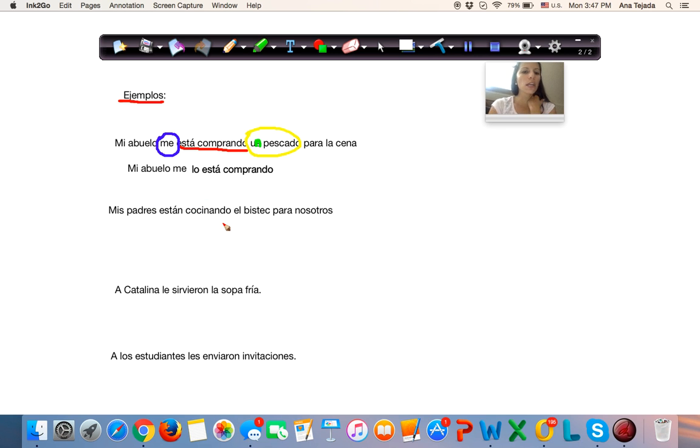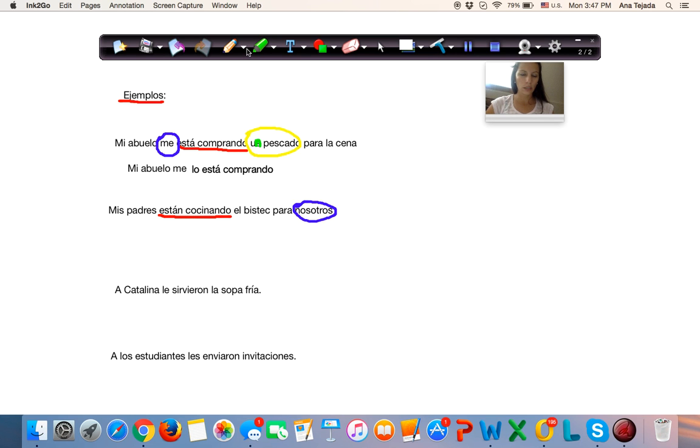What's the action? Mis padres están cocinando el bistec para nosotros. Mis padres están cocinando. Again, it's a present progressive tense. Está cocinando, made out of the two. First question is, for whom or to whom is the action being done? Mis padres are the ones doing the action, so it's not done for them or to them, right? Para nosotros is done for us.